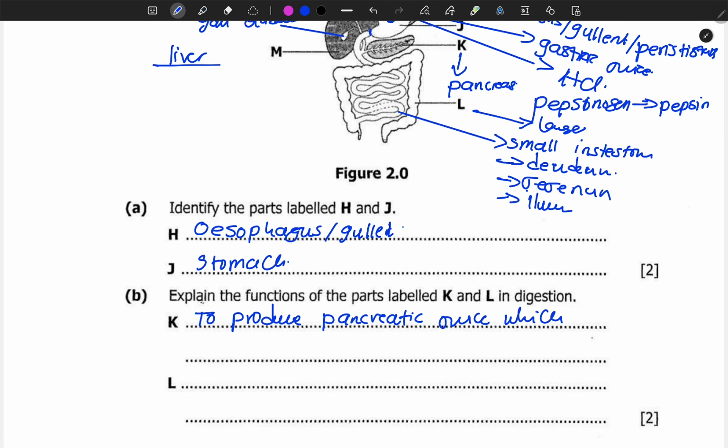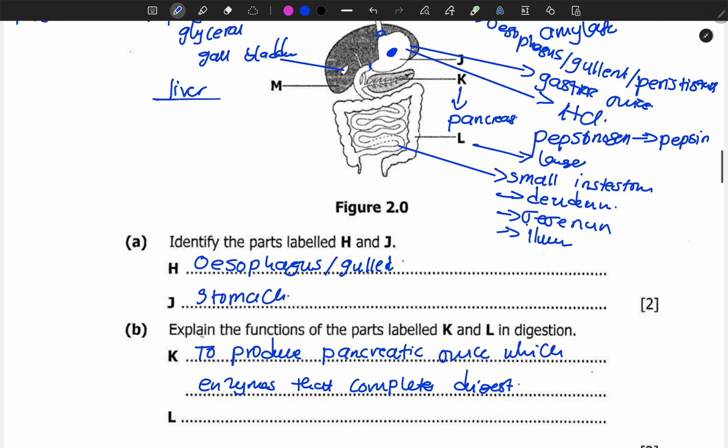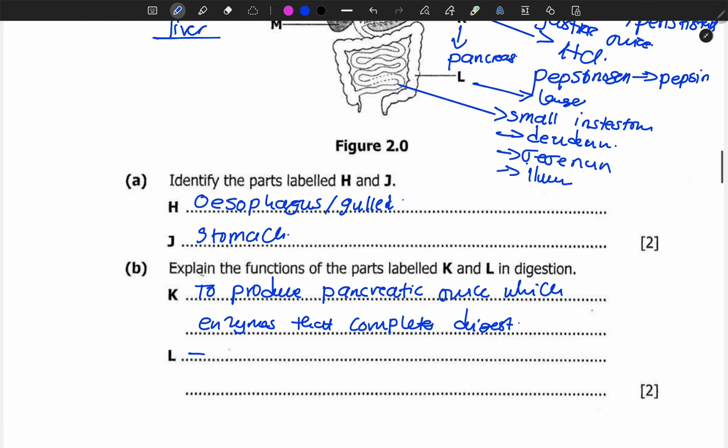Which contains enzymes that complete digestion. Then what's our L? So L, that's the large intestine, to absorb water from the digested food.